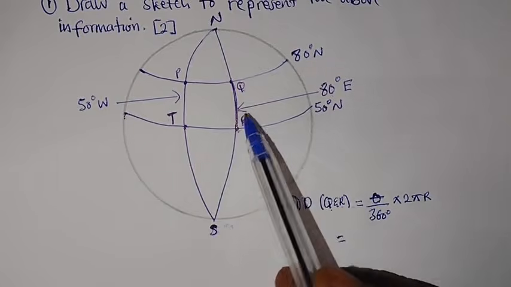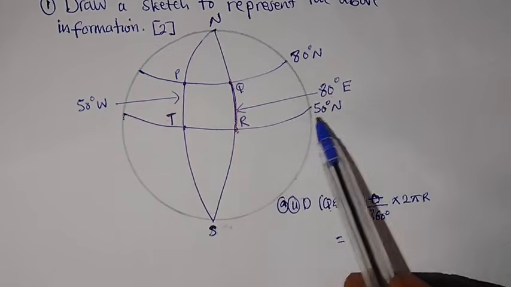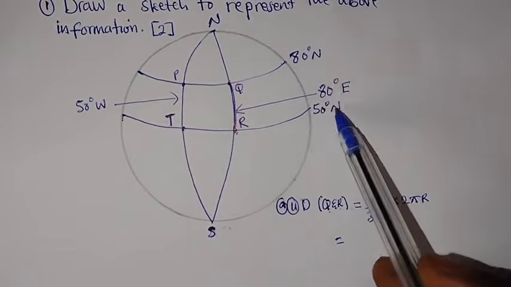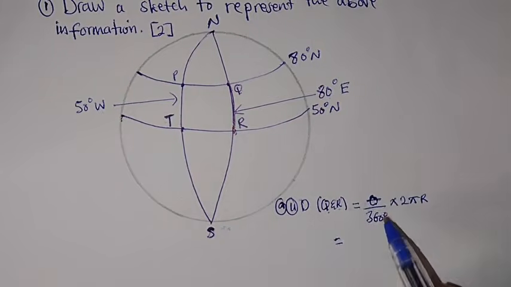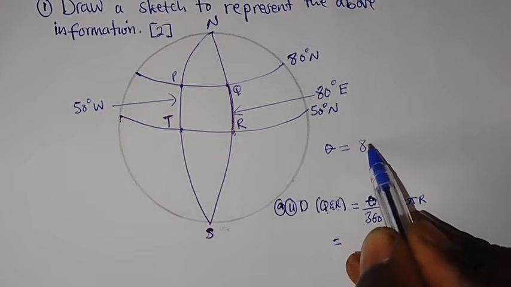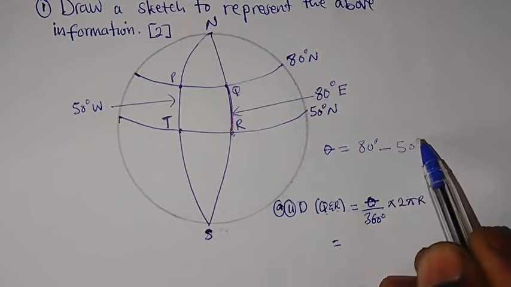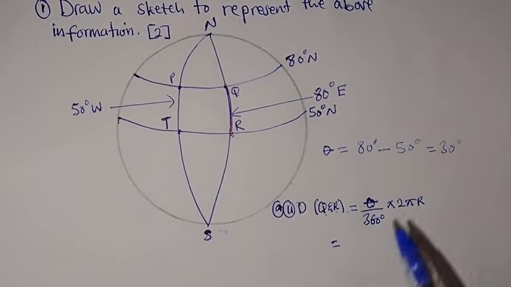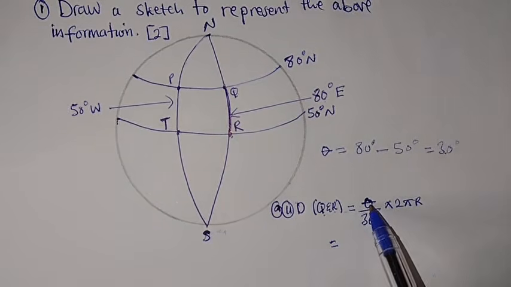So look at the latitude. Point Q is lying on 80 degrees north. Point R is lying on 50 degrees north. So they are lying on the same what? Hemisphere. So north, we are going to subtract. Okay, that will be the value for theta. So theta is equal to 80 degrees minus 50 degrees. And this gives us 30 degrees. Okay, so this 30 degrees is the difference in latitude, which we are going to put on theta.